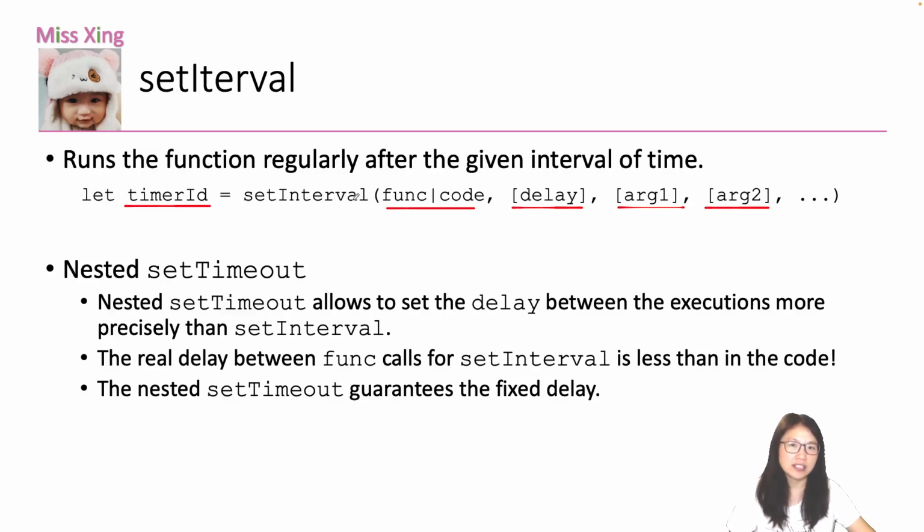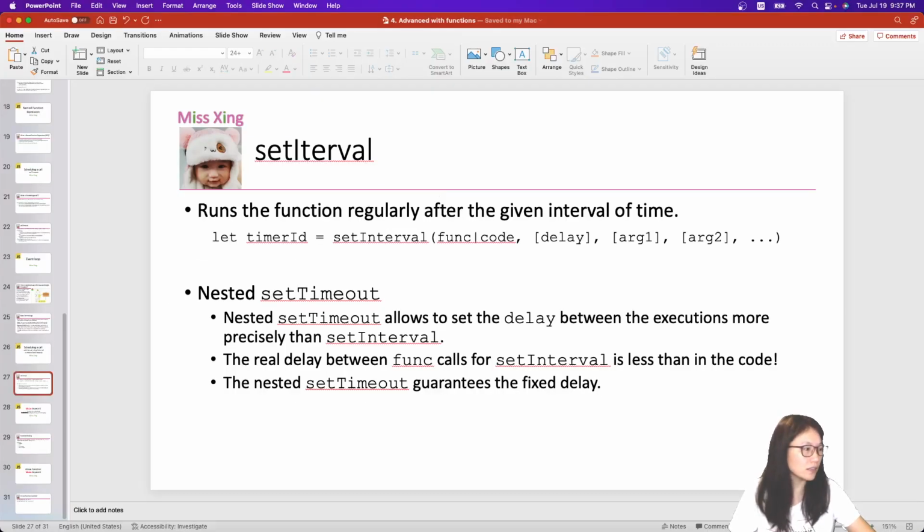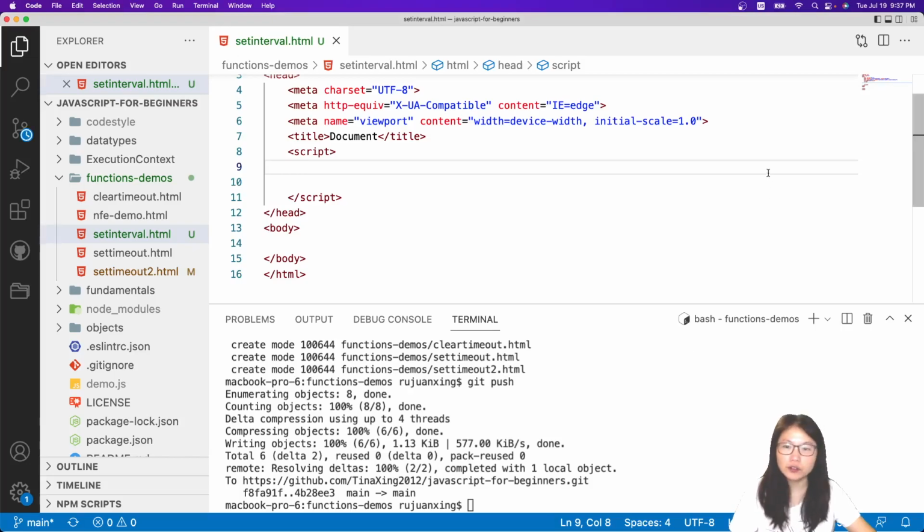Compared with setTimeout, setTimeout only runs the function once, but setInterval will run the function regularly. Now let's take some examples. Okay, we'll use the code here. Let's give the first example.